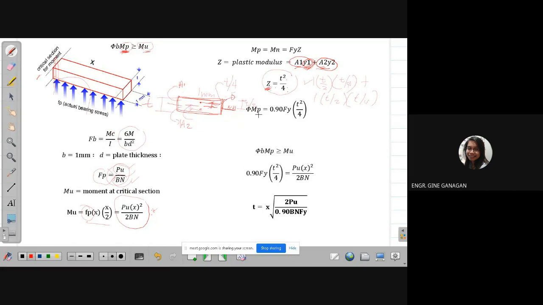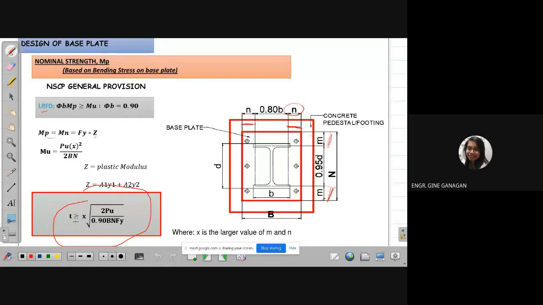Pag sinubstitute natin dyan, dito, sa NSTP provision natin, sinubstitute natin yung values. Ito yung makukuha nating equation. Okay? That is in LRFD kasi 0.9 yung ginamit natin. So pag ASD, that is over factor na omega. Okay? So kaya natin nakuha itong equation for thickness that is, that should be greater or equal to x square root of 2 pu over 0.9 bn fy. So, ganyan yung pagkuha ng equation ng t natin.